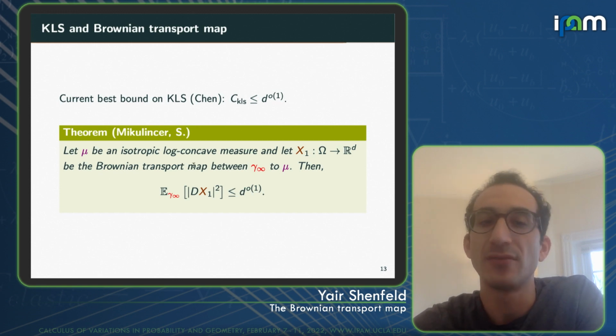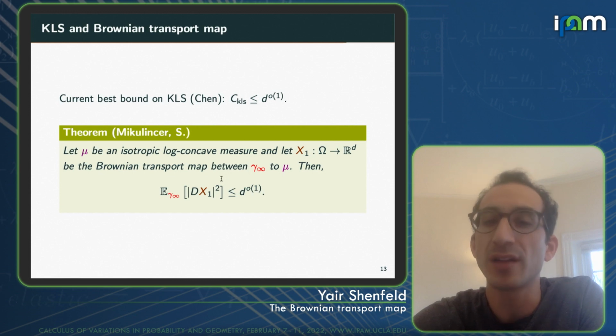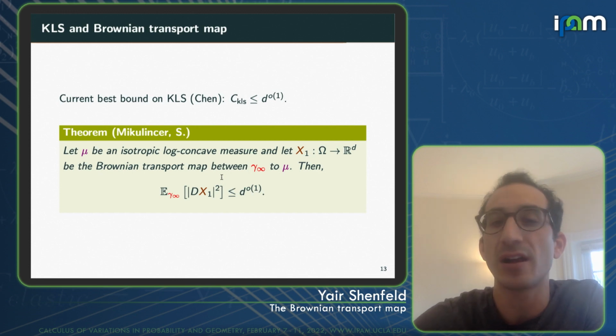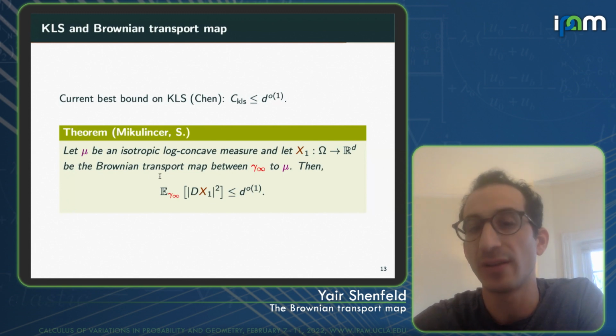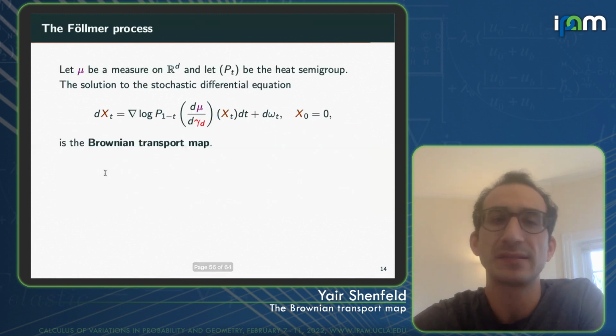So this way, we have a new way of looking at this recent result about KLS, and the result is that we have a transport map from the Wiener measure to mu which is Lipschitz on average, with a constant which is almost dimension free. If this was dimension free, we would get, of course, KLS.